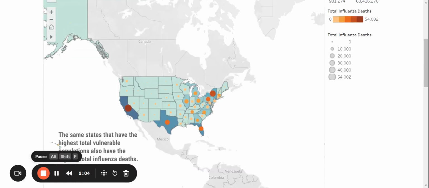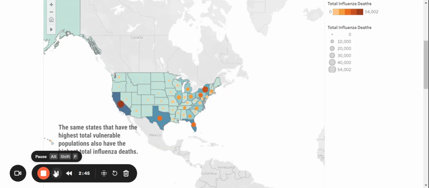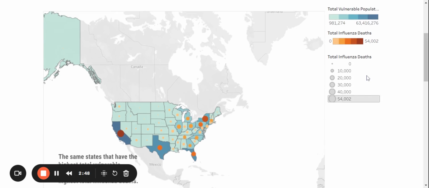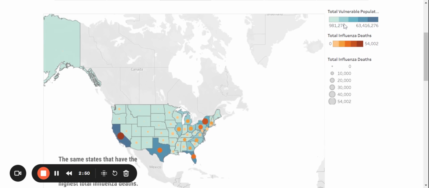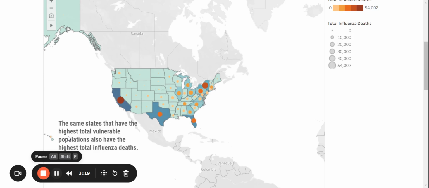Where are the most vulnerable places? Here we have a map of the United States that depicts both the total vulnerable population and total influenza deaths. The total vulnerable population is represented by shades of blue. The darker the shade, the larger the total vulnerable population. Total influenza deaths is represented by orange circles. The larger and darker the circle, the larger the total number of influenza deaths. We see that the same states that have the largest vulnerable populations also have the largest number of influenza deaths.